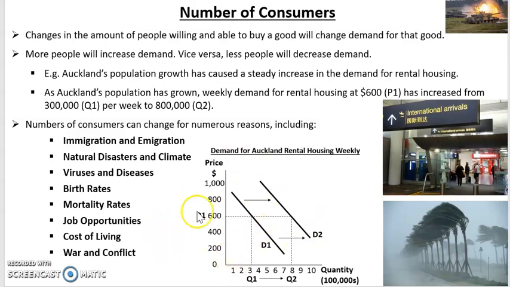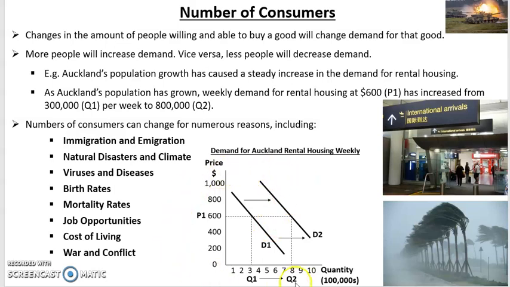We cast our eyes down to this demand graph for Auckland Rental Housing Weekly, quite a topical market that gets discussed almost on a daily basis in our media. Auckland has experienced a very steady increase in its population over many decades. It has actually exceeded the rate at which housing has been increased in Auckland. That is one of the factors which has driven the steady and, dare I say, excessive increase in the price of rental housing, along with the price of houses generally.